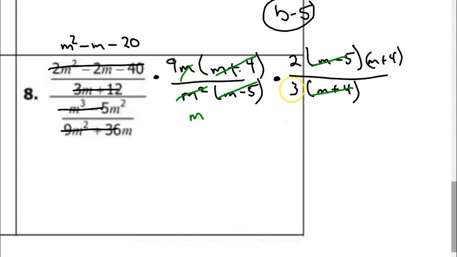So now 3 goes in itself one time and goes into 9 3 times. So in the numerator I have 6 times m to the 4th. So 6, that's 3 times 2 times m to the 4th, or m plus 4. And in the denominator I just have m.